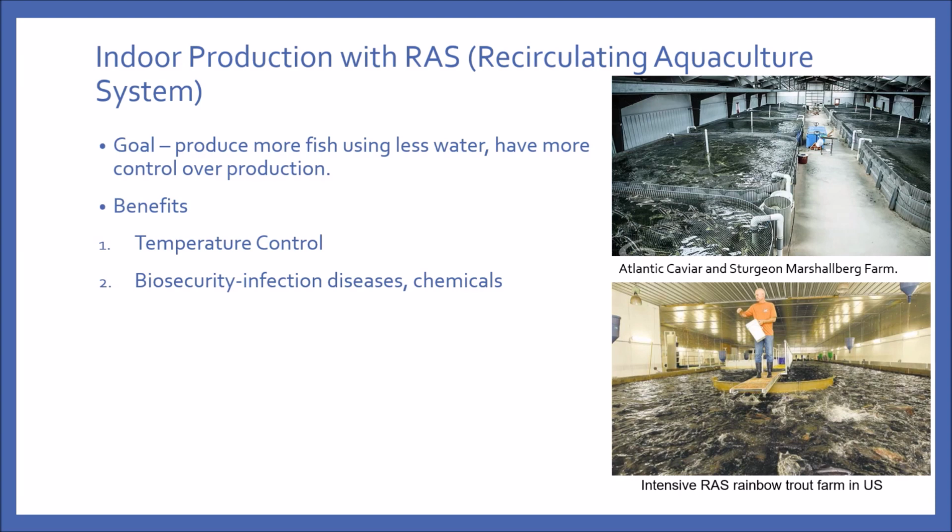One of the major benefits of utilizing RAS for an indoor aquaculture production system is to achieve temperature control and to ensure biosecurity, isolating your products from infectious diseases and dangerous chemicals. RAS has been practiced in many countries, mainly in the US as well as Norway, where they are used to farm high-value species such as rainbow trout and the Atlantic sturgeon.